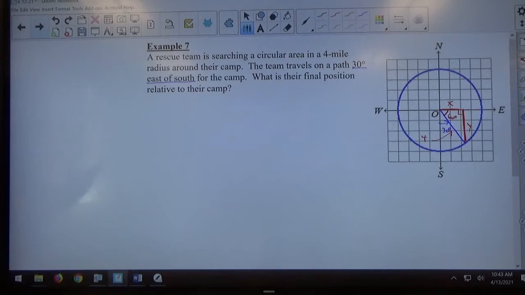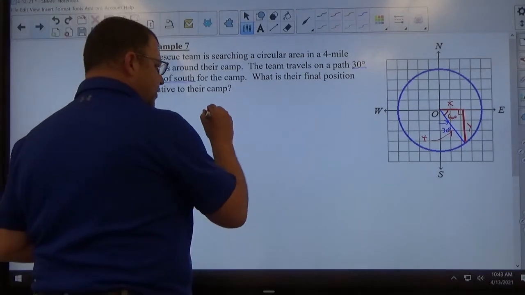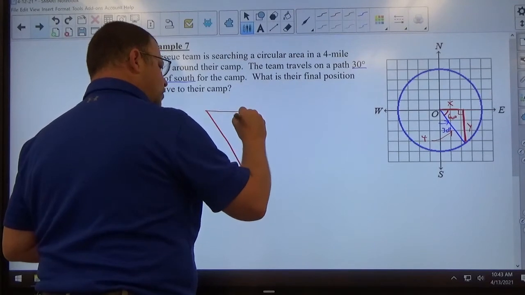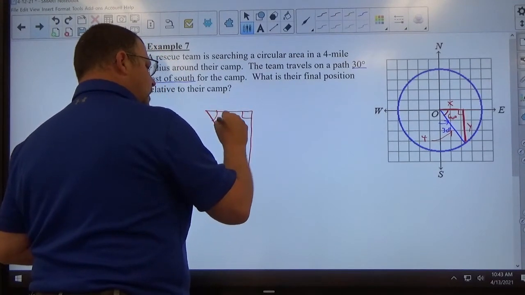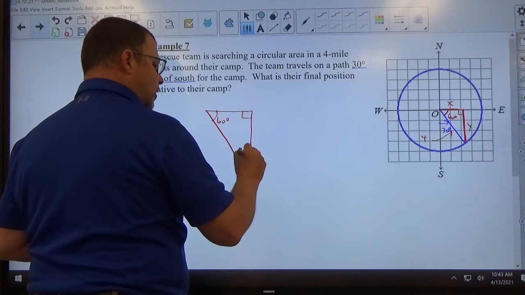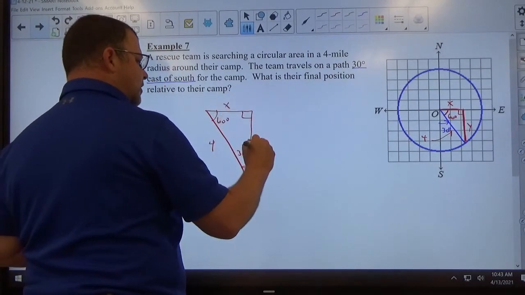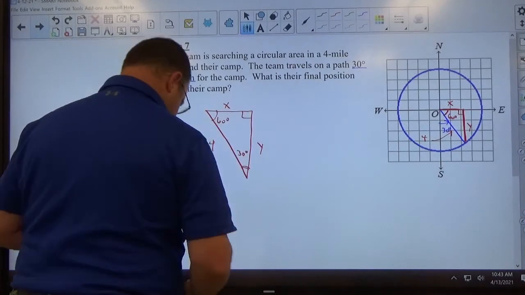So what I'm looking at now is a 30, 60, 90 right triangle. So if I pull the right triangle out of the picture, 60 degrees is right here. That's a right angle there, which makes this 30 down here. This is 4, this is x, this is y.